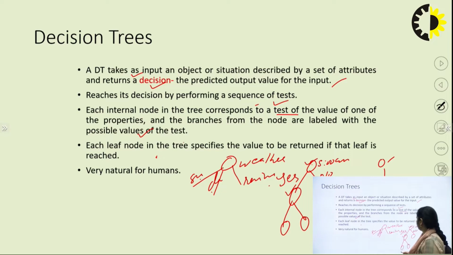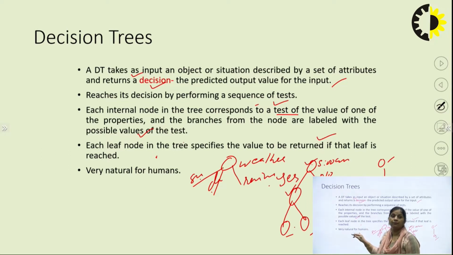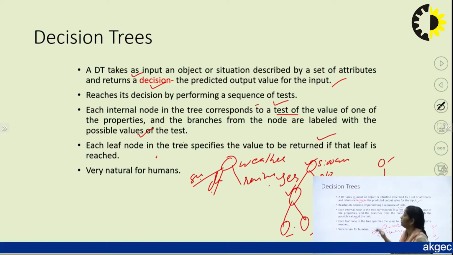Now the leaf nodes. Each leaf node in the tree specifies the value to be returned if that leaf is reached. It will give us the decision. Decision trees follow an approach which is naturally used by humans. We humans do it like that. So these are influenced by our human intelligence in decision making. That is the basic concept of a decision tree.